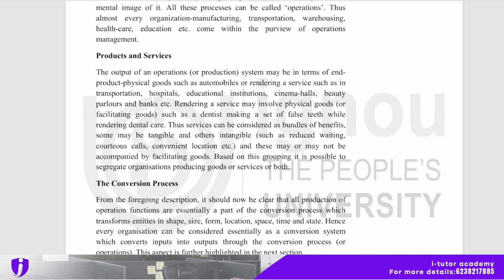Next is products and services. The output of an operation system may be in terms of end products, physical goods such as automobiles, or rendering a service such as in transportation, hospitals, educational institutions, cinema halls, beauty parlors and banks, etc. Rendering a service may involve physical goods, such as a dentist making a set of false teeth while rendering dental care.